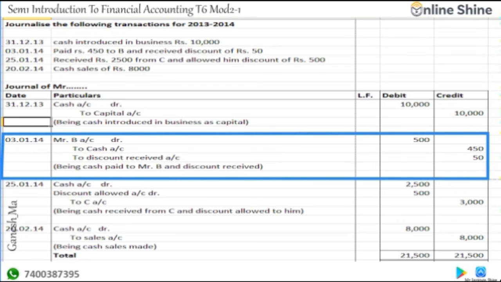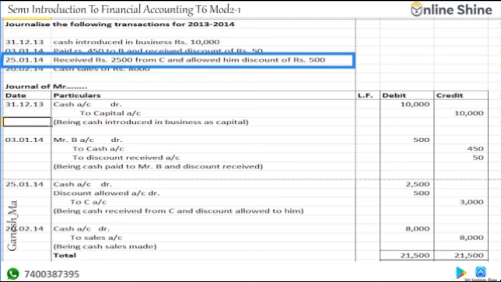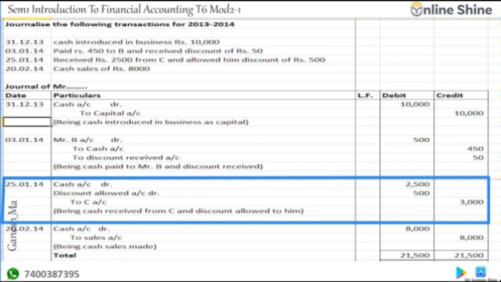See the third one. Received rupees 2,500 from Mr. C. Now I have received the cash, from Mr. C. C is the giver. And I allowed him a discount of rupees 500. How much cash have I received? 2,500. So what has come in? Cash. So cash account debit 2,500. Now I have allowed him the discount. Discount allowed is my expense. The rule for the nominal account is debit all expenses and losses. So discount allowed debit rupees 500, to whom, the giver over here, to Mr. C account rupees 3,000. So cash account debit 2,500, discount allowed debit 500, to Mr. C 3,000 credit. So being cash received from Mr. C and allowed him a discount.